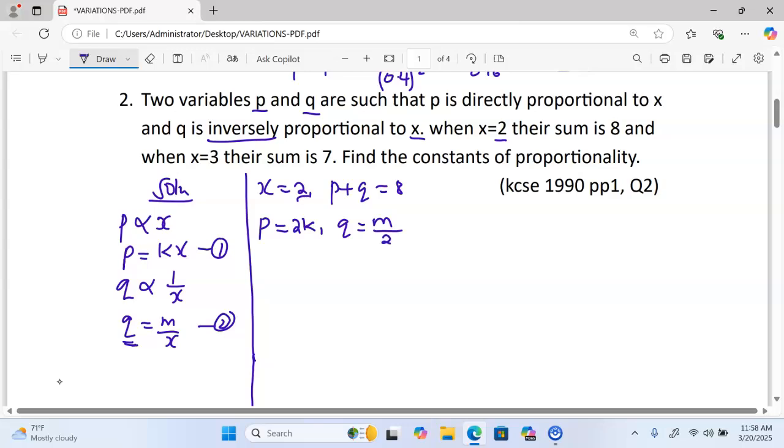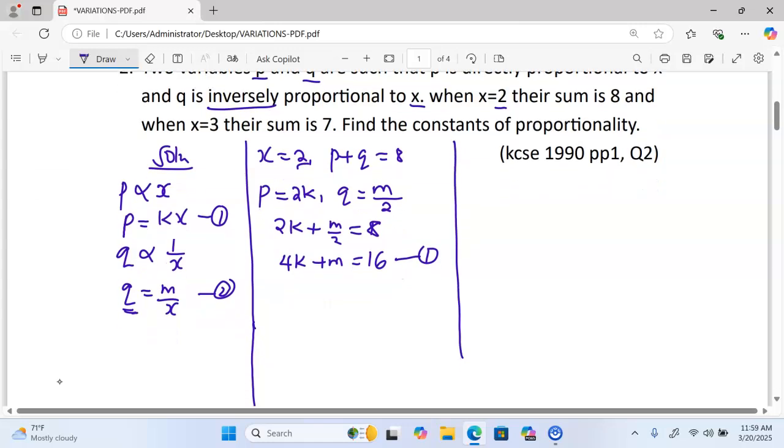From here we say their sum p plus q will be 8. The value of p is 2k plus q is m divided by 2, and this gives us 8. From here you can multiply by 2 across such that 2k times 2 you get 4k, plus m divided by 2 multiplied by 2, you get m, and this is equal to 16 as our equation number 1.